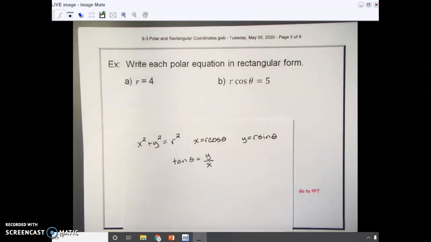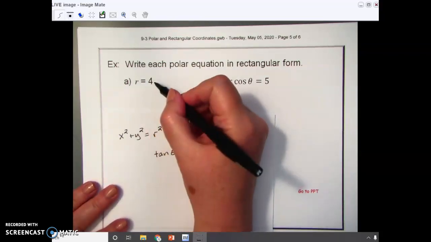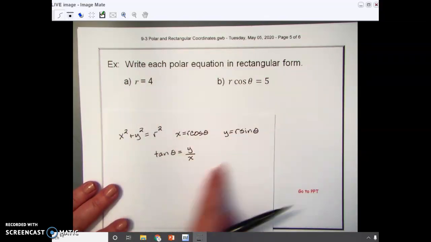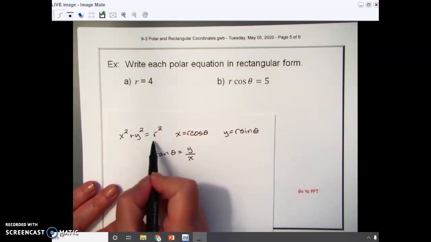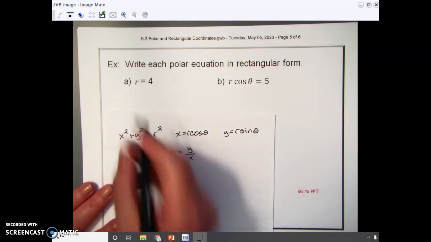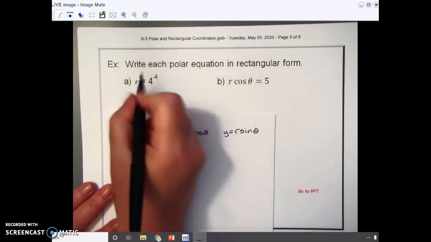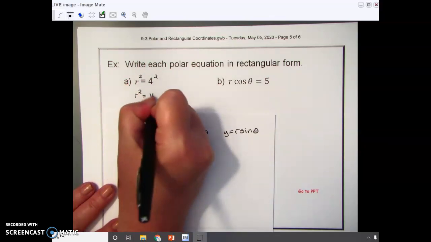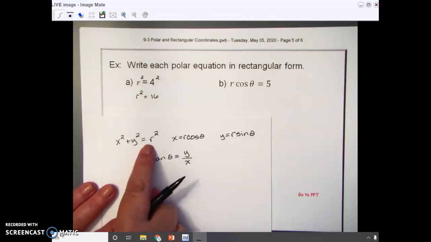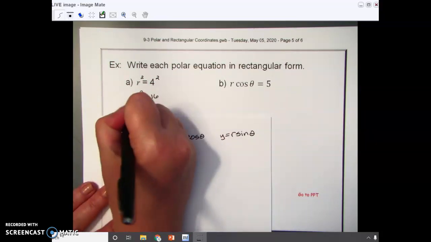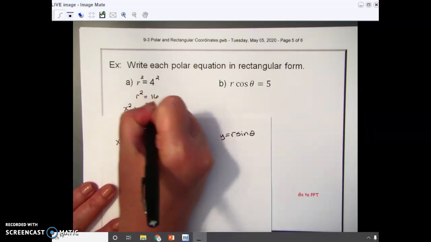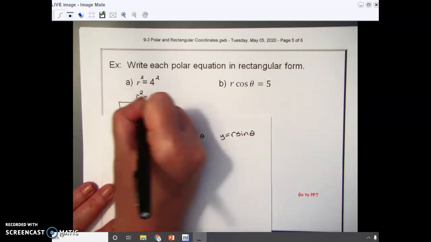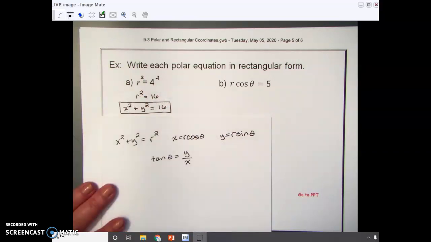This one is starting in polar form with r's and thetas, and we want to put it into rectangular form, which means we can only have x's and y's in our equation. In this case, we have r is equal to 4. I don't have any equations where r is by itself, but I do have one with an r squared. So if I square both sides, we get r squared is equal to 16. And now I can say that r squared is the same value as x squared plus y squared. Now I have it in rectangular form, where all I have are x's and y's, no r's and thetas.